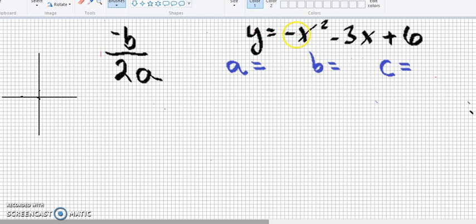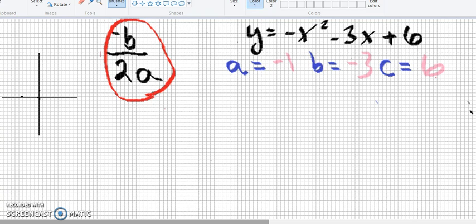The a is -1. The b is -3. And the c is 6. So now that we have all that, we have to plug it into an equation which helps us figure out the vertex. That equation is right here.